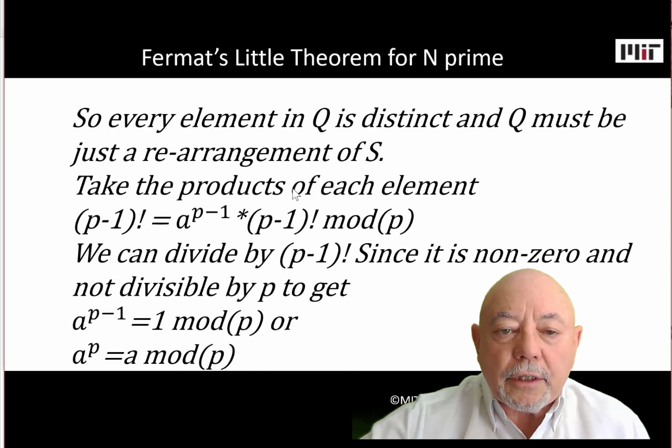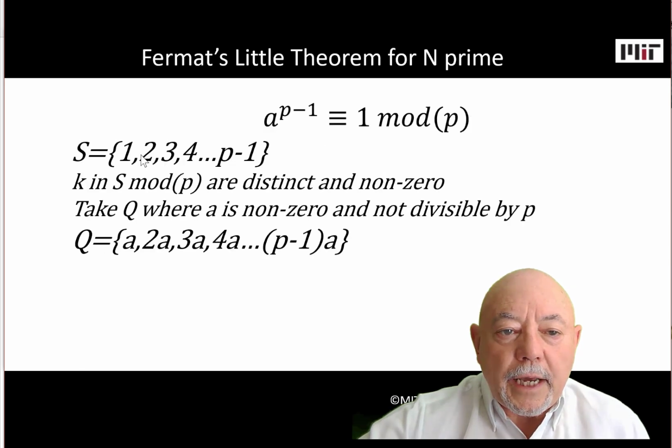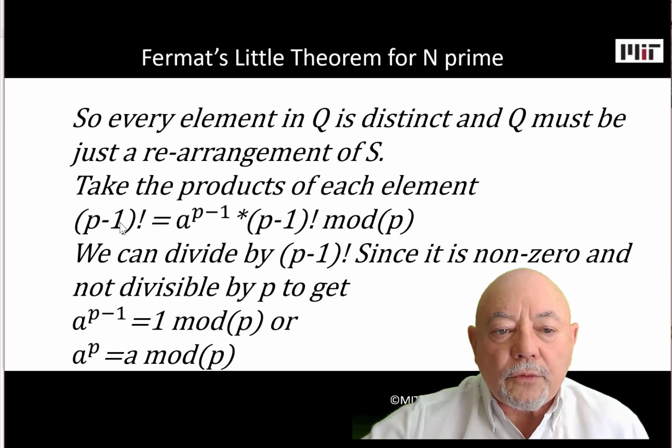So let's take the products. Back here, let's multiply all these together. In S, we're just going to multiply 1, 2, 3, 4 up to P minus 1. And in Q, we're going to multiply A times 2A times 3A up to P minus 1 A. For 1 times 2 times 3, that's just P minus 1 factorial. On the other side, how many A's do we have in Q? We have A to the P minus 1 of those A's, and we've got factorial P minus 1 again. And all this is in mod P arithmetic.